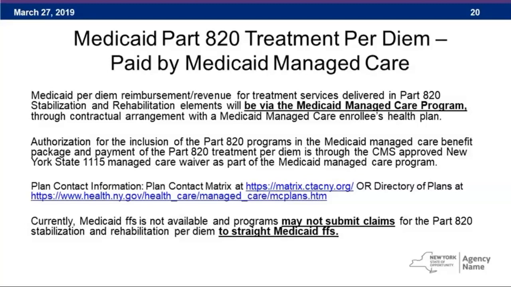Just to reiterate, programs should not be submitting claims to Medicaid fee-for-service. I think we've talked about that enough. It runs through the plans. It requires a contract. You've got to be configured. Some of our programs have chosen to take the responsibility for doing direct claims and submissions themselves. Others have chosen to work with vendors. That's at the discretion of the program.